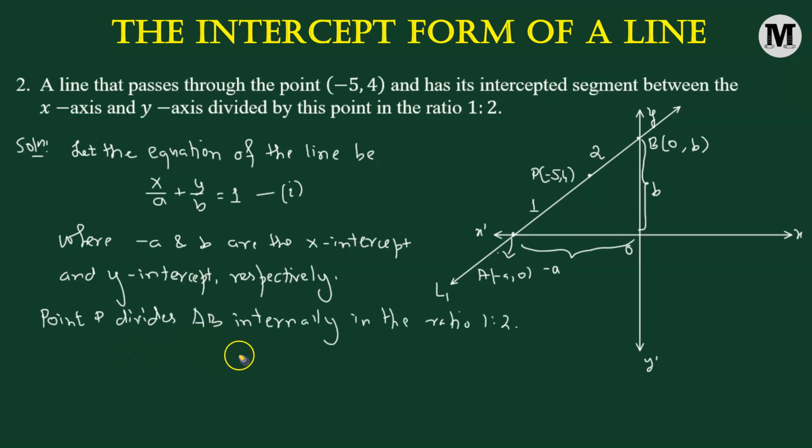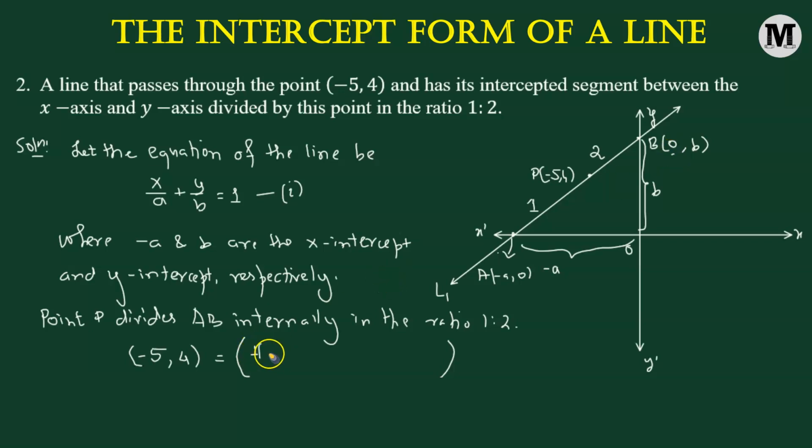So what we can do now is use the internal section formula. The coordinates of the point P, which is (-5, 4), are going to be equal to, now we're going to use the internal section formula to find the x coordinate first. To find the x coordinate, we begin by considering the value 1 here, which is going to get multiplied by the x coordinate of point B.